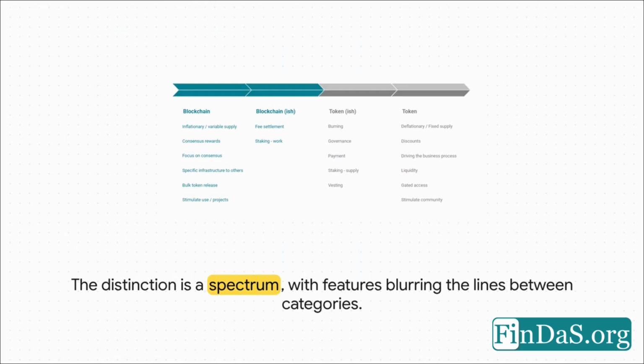But, and this is really important to understand, it's not always a black and white distinction. It's much more of a spectrum. In the real world, the lines get pretty blurry. For instance, the native coin of a layer 1 might also give you governance rights over the protocol's future, which feels a lot like a token feature. And on the flip side, a token project might ask its users to stake their tokens to do some kind of work, which kind of mimics a blockchain security model. It's a really dynamic space, so you always have to look closely to understand what an asset truly is.